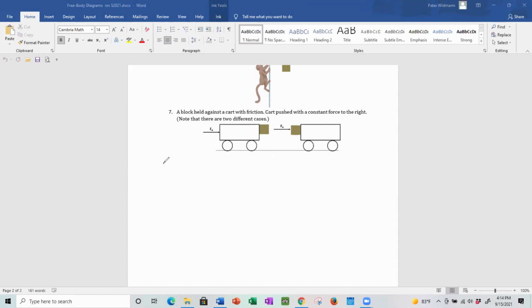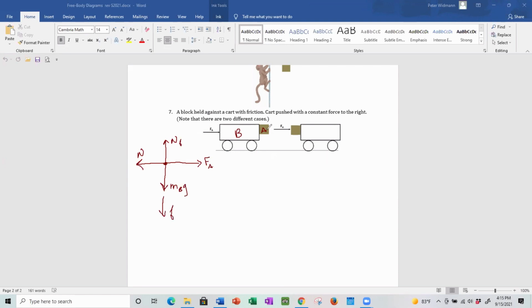So my free body diagram for the cart is: the normal force of the floor pushes up. MBG is down. My applied force is this way. The normal force, which is A pushing back on B, is this way. And the friction force between A and B acts upward on A, therefore downward on B.